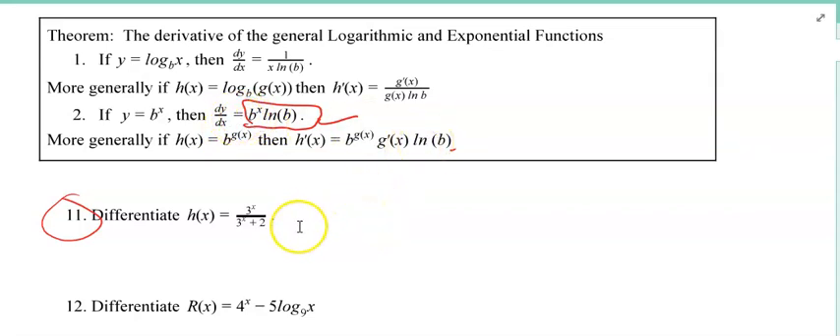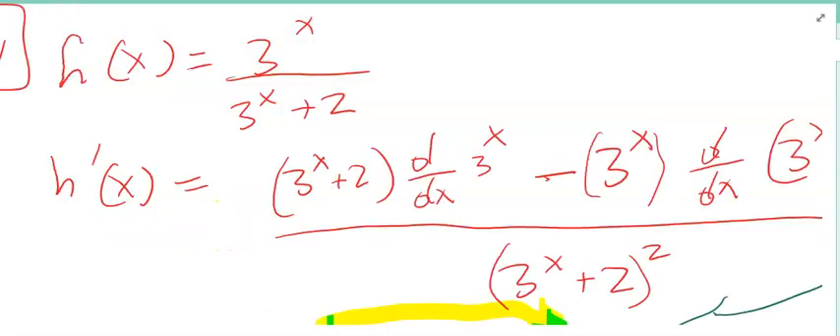Okay, let's apply this to a couple of problems. Differentiate h of x is equal to 3 raised to the x over 3 raised to the x plus 2. Okay, so here's our problem. h of x is equal to 3 raised to the x over 3 raised to the x plus 2. We see that as a quotient, so we can apply our quotient rule right here.